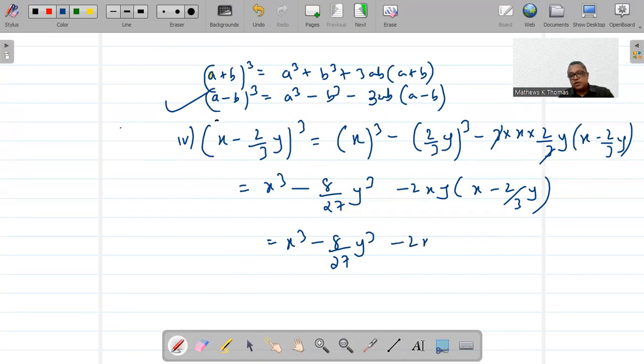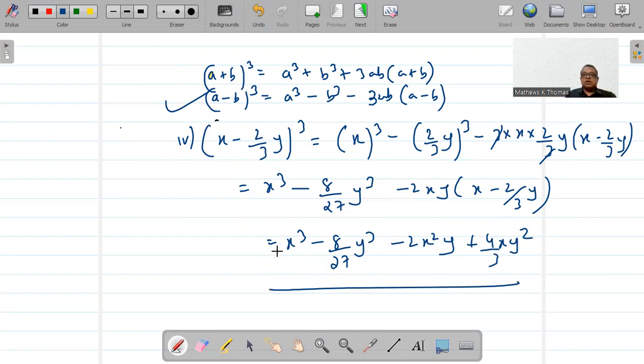Opening the bracket, we get minus 2xy into x, 2x²y. And 2 and 2 will become 4, and there are two negatives here, so that will become plus 4/3. And xy into y will become xy². So this will be our answer.